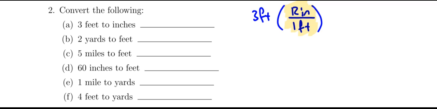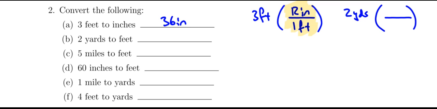And when I multiply those out here, the feet will cancel. I'm going to be left with 3 times 12 inches, or 36 inches. If I want to go 2 yards to feet, I want to do a similar sort of thing here, except this time I want my yard to be in the denominator. I want it to cancel out with the yard in the numerator there.